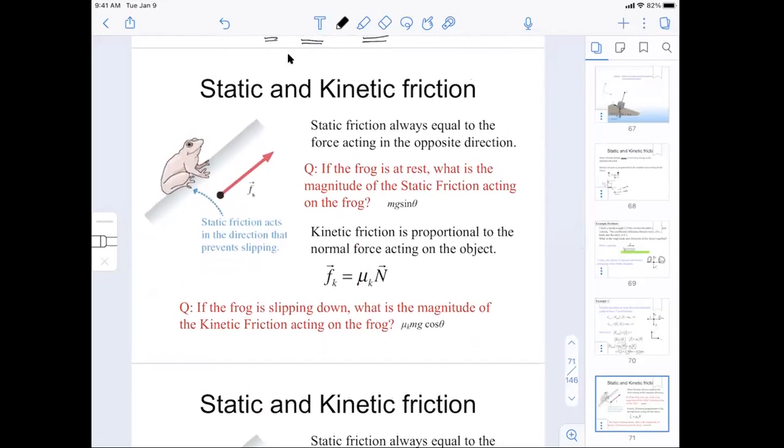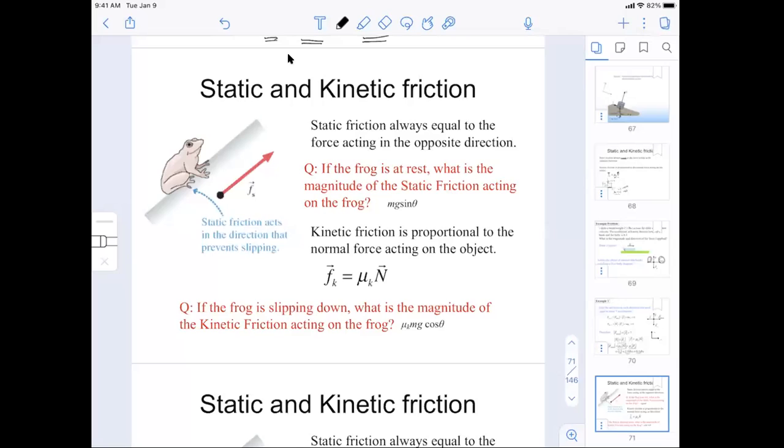To summarize what we talked about, static friction. Remember, static friction varies. It always changes. It depends on how strong the force is in the opposite direction. Now, if you were to look at a frog on the ramp, depending on the frog situation, whether the frog is at rest, which means you have static friction, or if the frog is sliding up or down, doesn't matter, as long as it's moving, then you have kinetic friction. And those two need to be calculated differently.